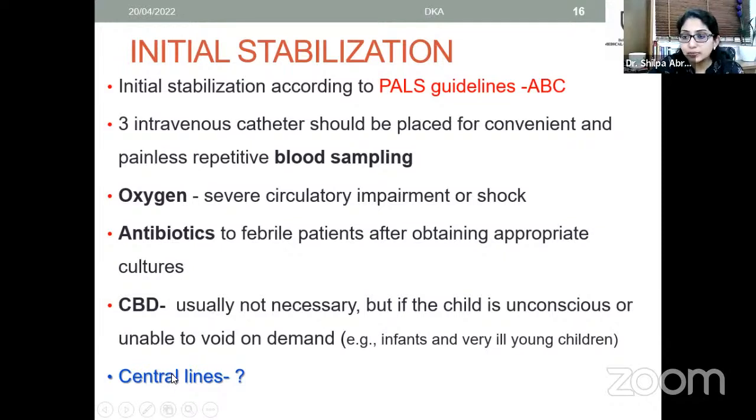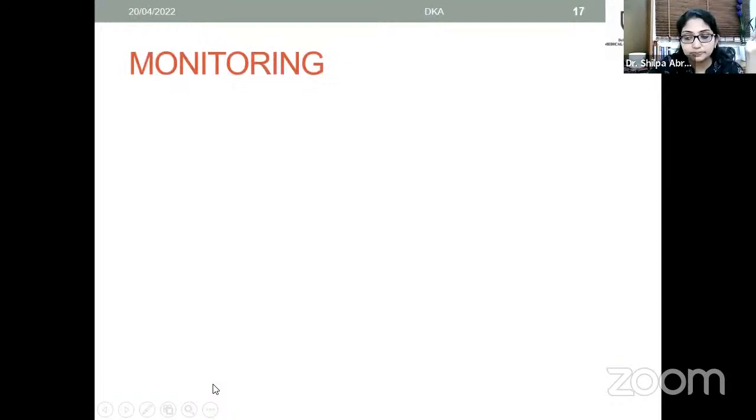So oxygen, then antibiotics if appropriate. Then what about catheterization? If the child is oriented, conscious, and if he is voiding, then you need not catheterize. But in a child who is drowsy, you might need to catheterize to know the urine output. Central lines are generally not preferred because DKA is a prothrombotic state. So we don't prefer to put a central line unless we are so pressed.